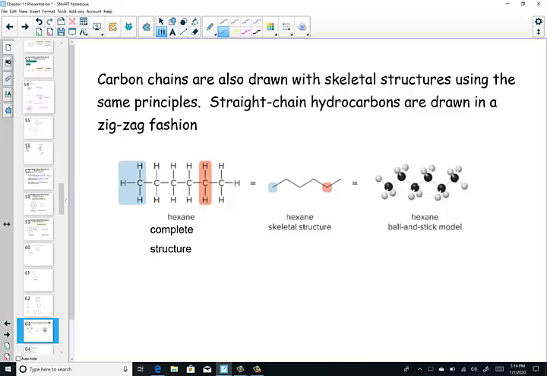Carbon chains are also drawn with skeletal structures using the same principle, and we looked at that as drawing them in a zigzag fashion. So even though we're calling them straight chains, they are far from straight. In other words, knowing that the tetrahedral shape, the 109.5, gives this shape actually some molecular geometry of a zigzag line. 1, 2, 3, 4, 5, 6 carbons. And we can see that as 1, 2, 3, 4, 5, 6 carbons in its skeletal structure. Notice we are eliminating any type of bonds to the hydrogen because we know they're there.